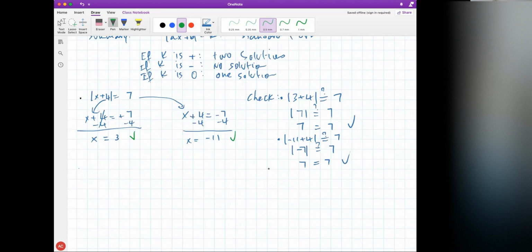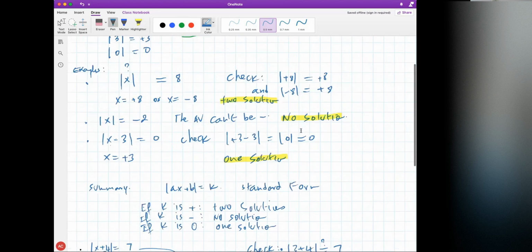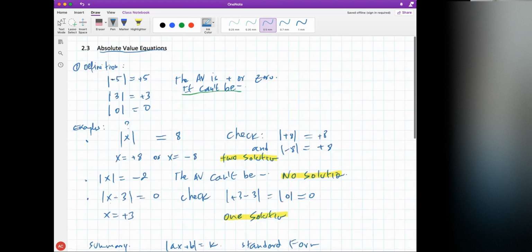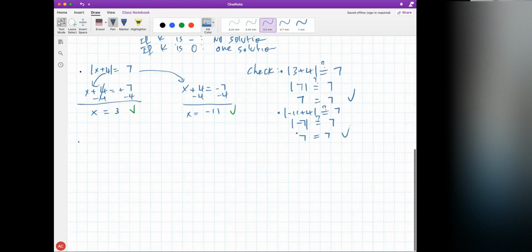Any questions here before you move on to the next examples? Negative 7 equals 7? The absolute value of negative 7 is 7. The absolute value of any number is positive. That's why the absolute value of -7 is 7, and we also have 7 on the other side, so that's equal. The solution checks out.